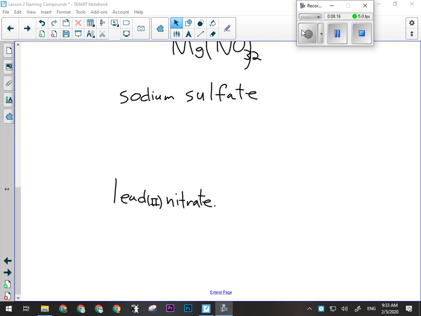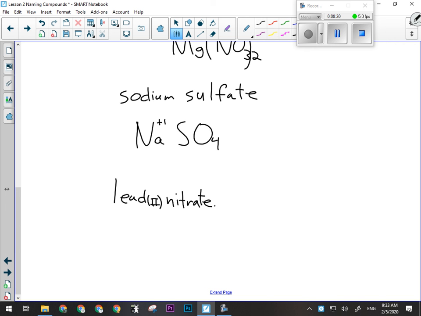Okay, let's look at the first one. All right, so formula for sodium is Na. And what's the charge on sodium? +1. Okay, and then sulfate is SO4, right? And its charge is -2.